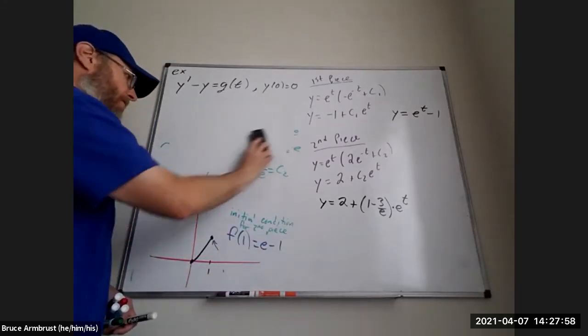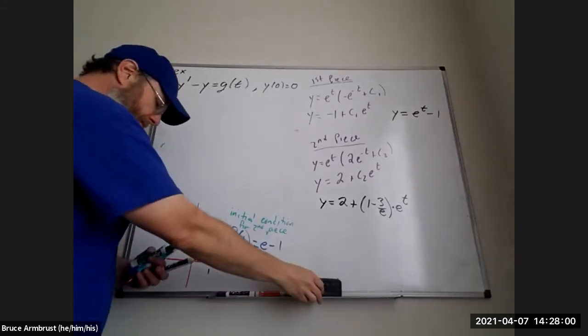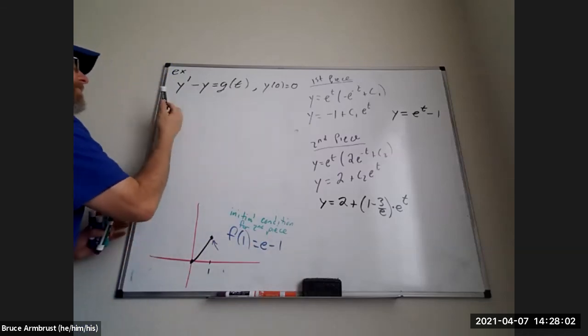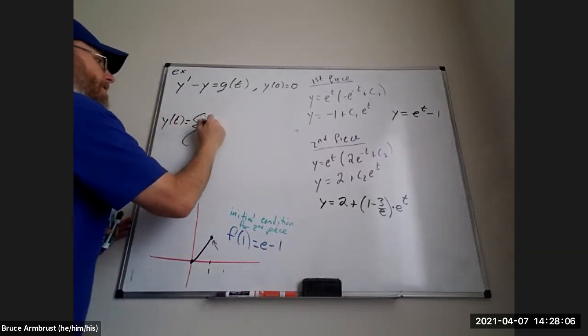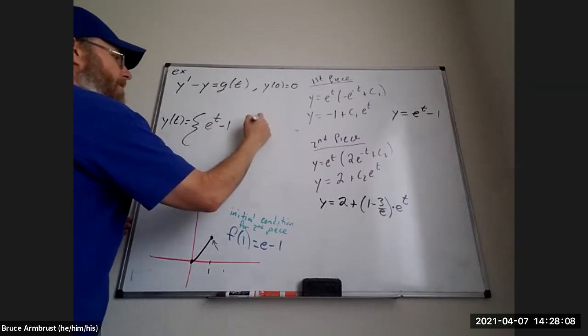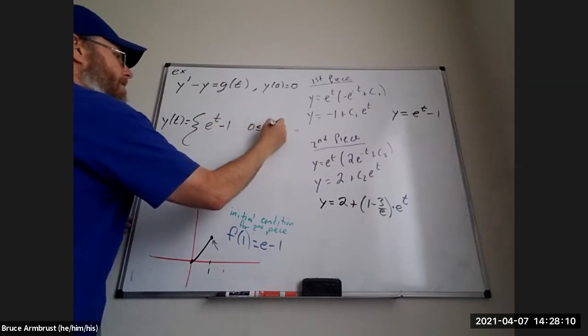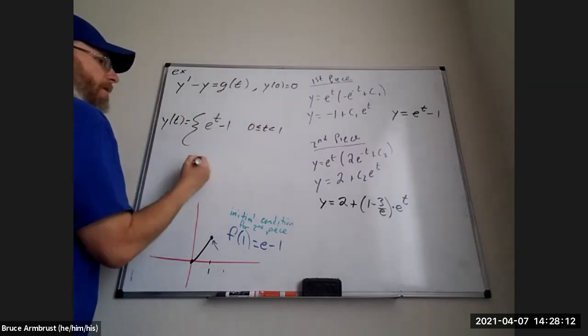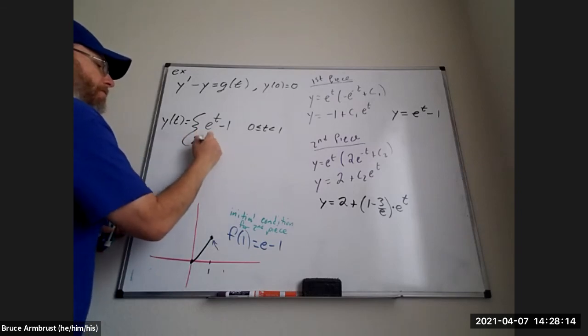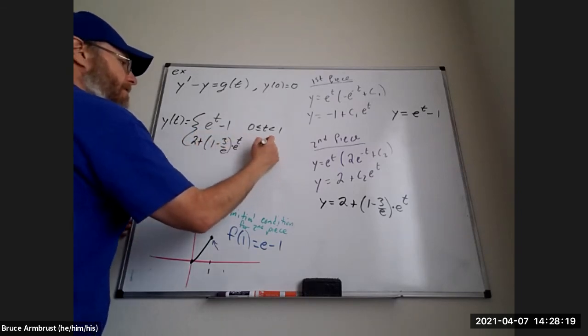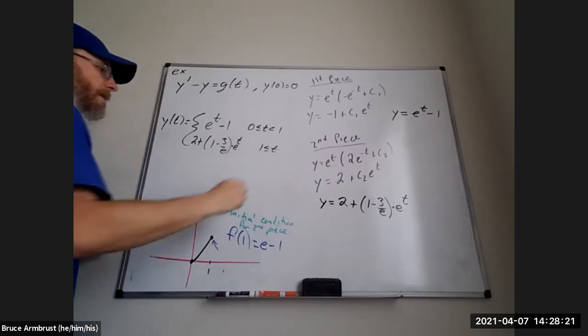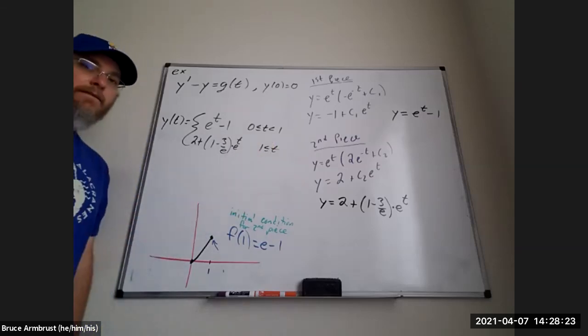So here's what the solution looks like. It's piecewise defined, but it's going to be e to the t minus 1 when our t's were between 0 and 1. And then it's going to be 2 plus 1 minus 3 over e times e to the t once we get past t equals 1.